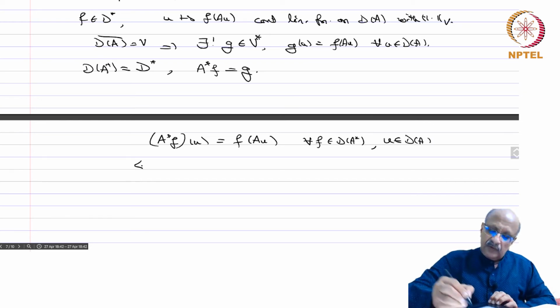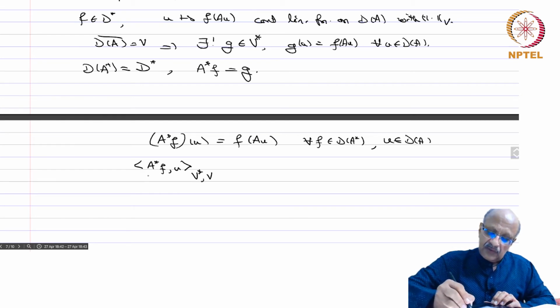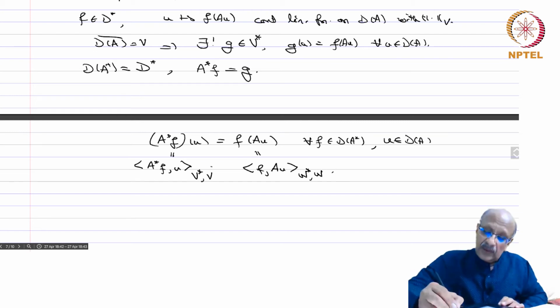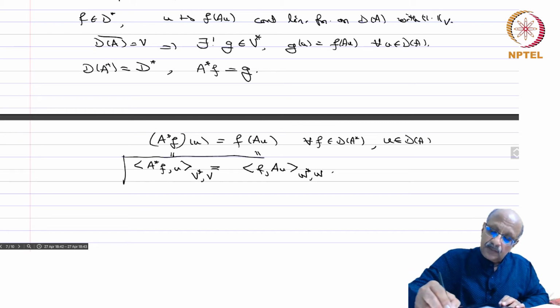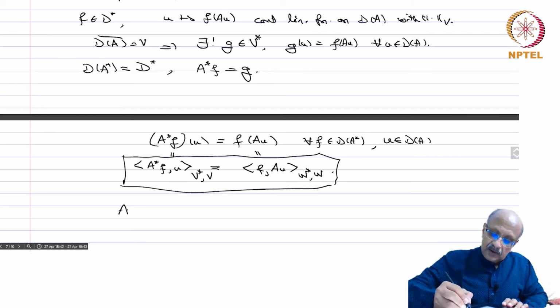At this juncture we will use the bracket notation. A star f, u is called the duality bracket from V star, V. That means the first element is in V star and the second element in V. This is equal to f of Au, and this is from W star acting on W. So we have this equation. This is the fundamental relationship which defines the adjoint operator. This is the definition of the adjoint, so A star is called the adjoint of A.